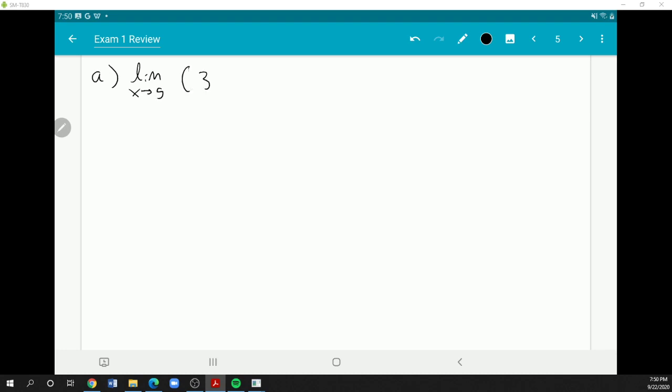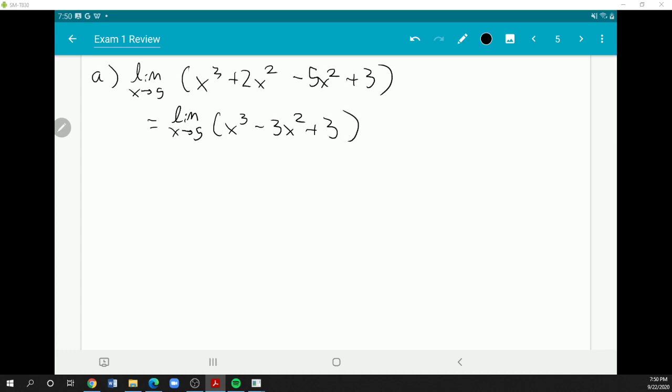of x cubed plus 2x squared minus 5x squared plus 3. There's two squared terms here, which looks a little weird, but nothing crazy going on there. X goes to 5. X cubed minus 3x squared plus 3.